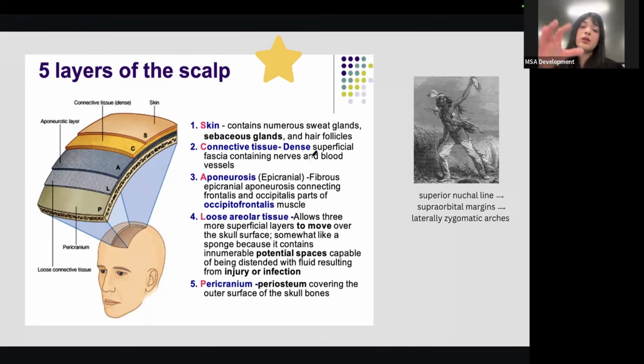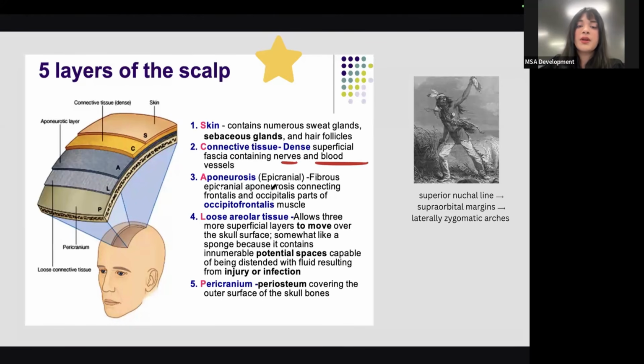Now, if you remember this slide, you're going to remember the whole lecture. Okay, trust. So as for skin, it contains numerous sweat glands, sebaceous glands, and hair follicles. Connective tissue, superficial fascia containing nerves and blood vessels. Okay, blood vessels. Number three is the aponeurosis.